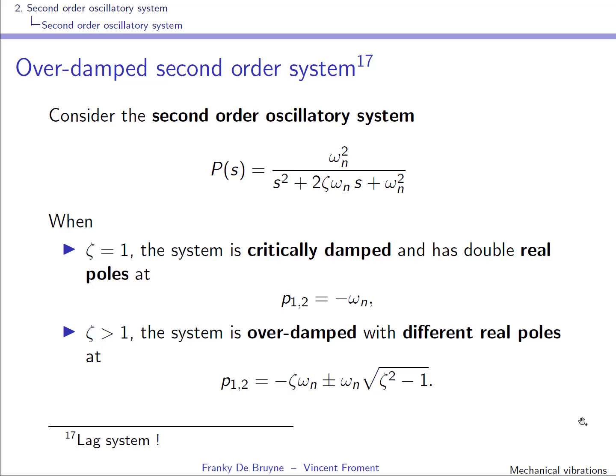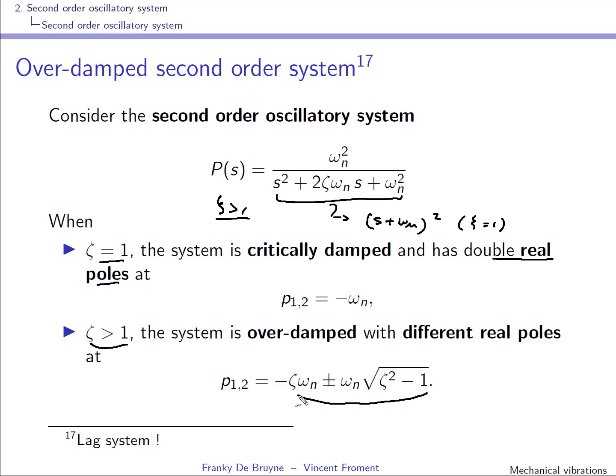When zeta is larger than 1, you have a completely different response. For instance, when zeta is equal to 1, you can see very easily that this will be (s + omega_n) squared. This is under the assumption that zeta is equal to 1, and then you have a double real pole. If zeta is larger than 1, the poles will be real but different, and this type of response is very different.